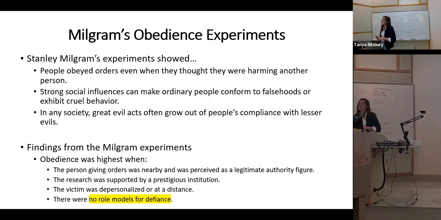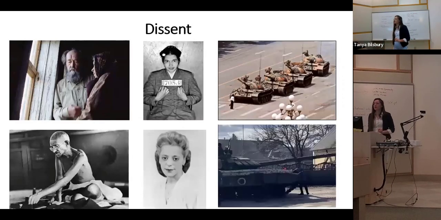Again, role models for defiance: people are more likely to go along with it if there isn't anyone else saying, what the hell? But if there is, then we're less likely to obey. So role models for defiance are important. They do make a difference. People who have power ultimately only have it because their followers give it to them, and they can take it away. A small minority that consistently expresses its view can sway the majority.